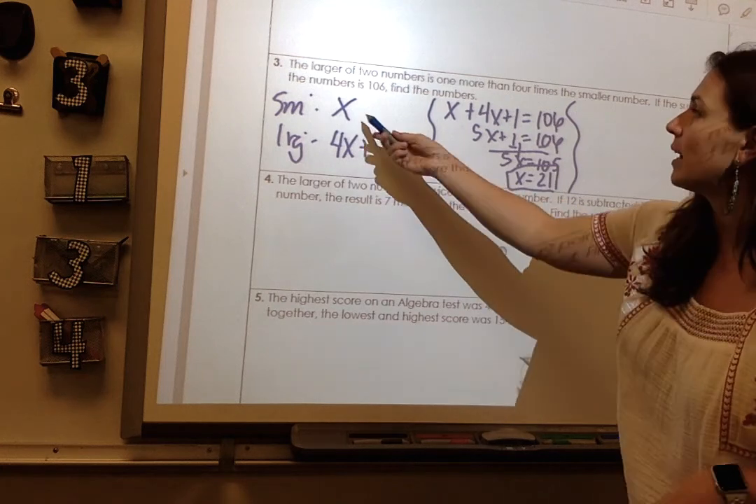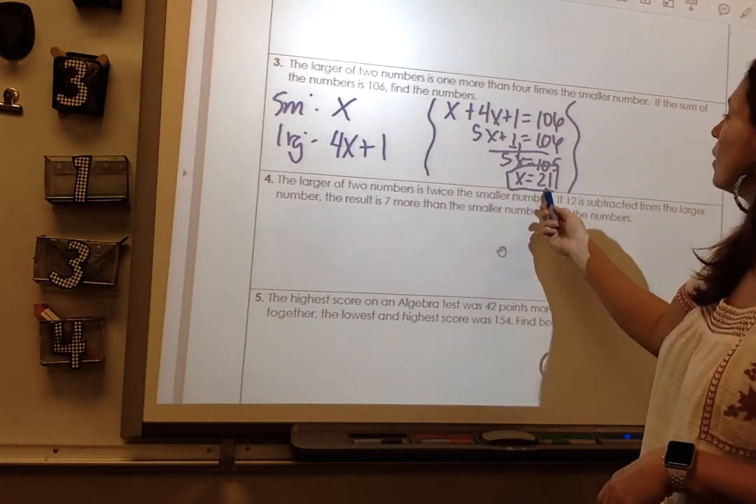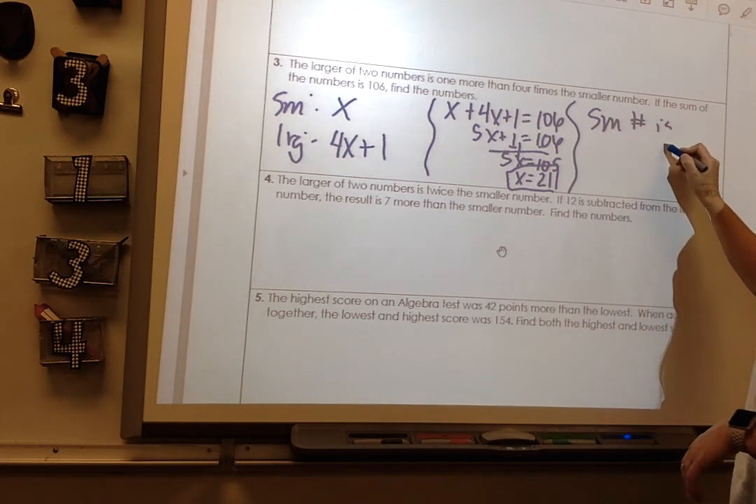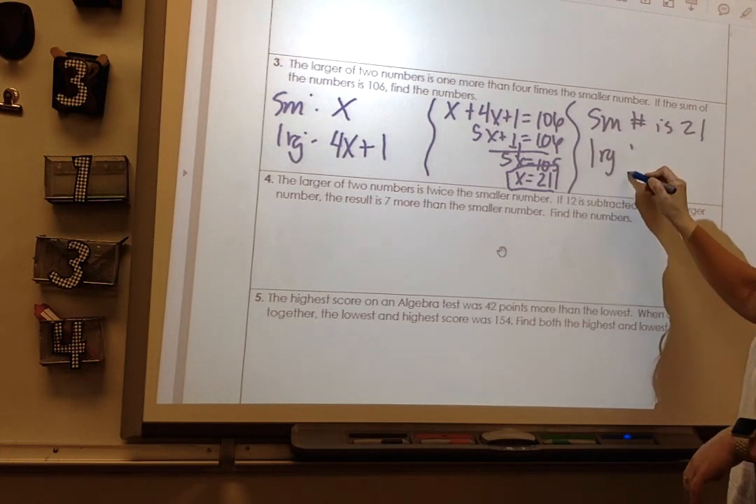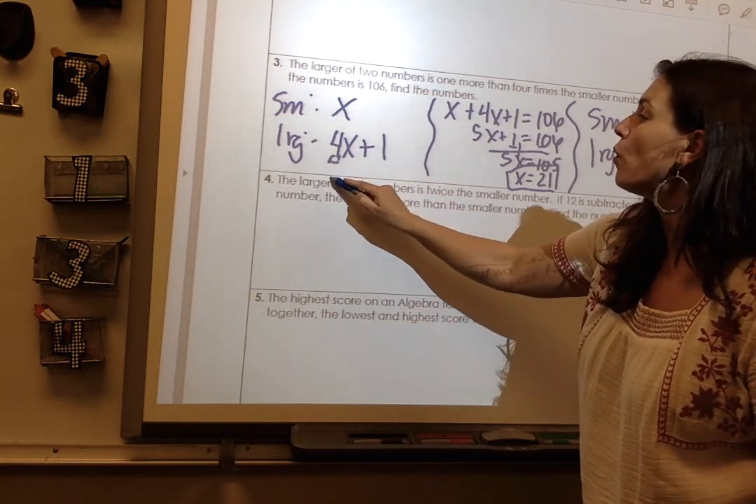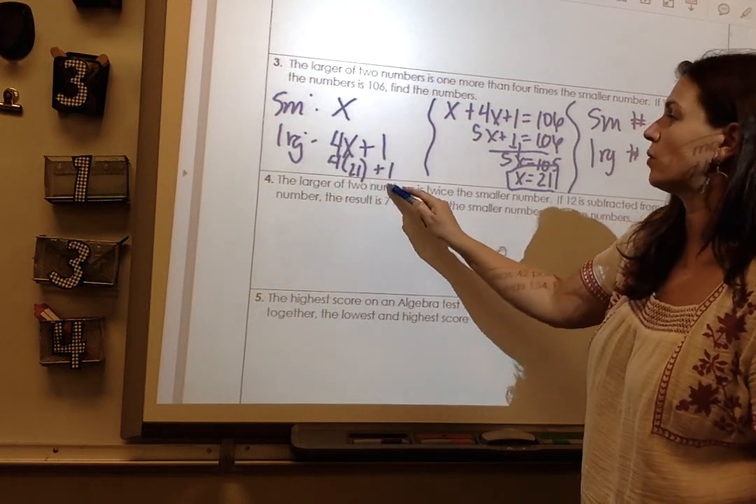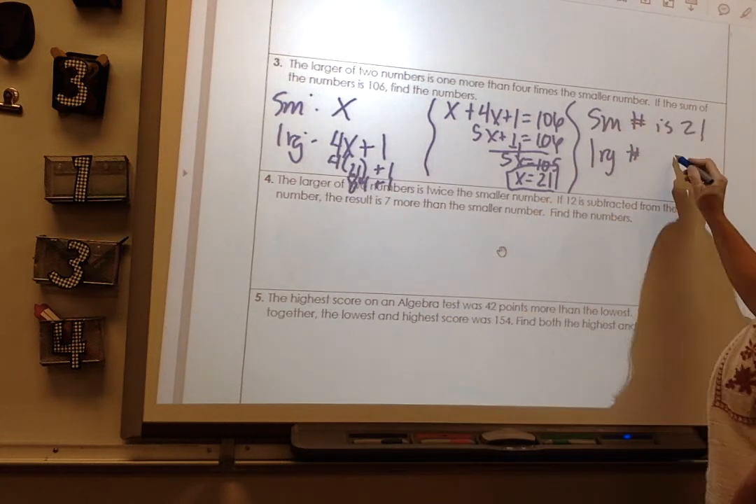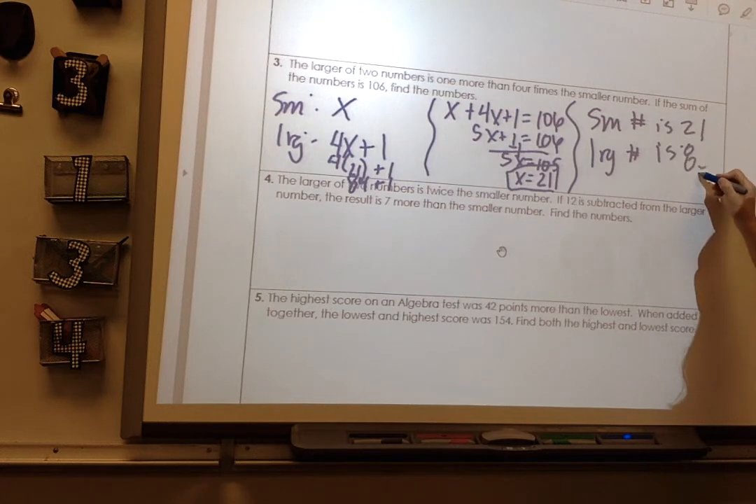It's telling me that x stands for my small number, so x is 21, so my small number is 21, and my large number is 4 times x plus 1. So 4 times 21 plus 1. So 84 plus 1 is 85.